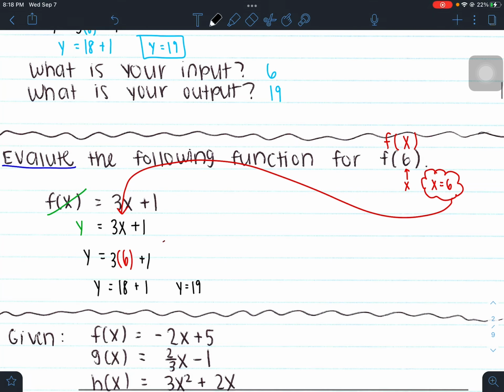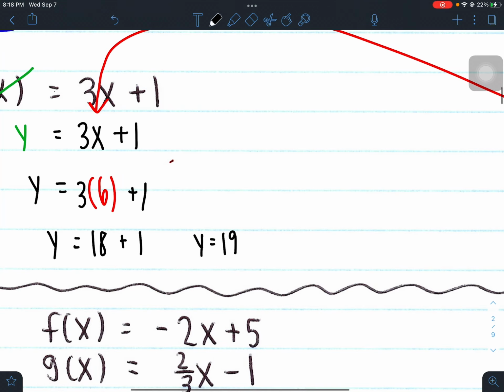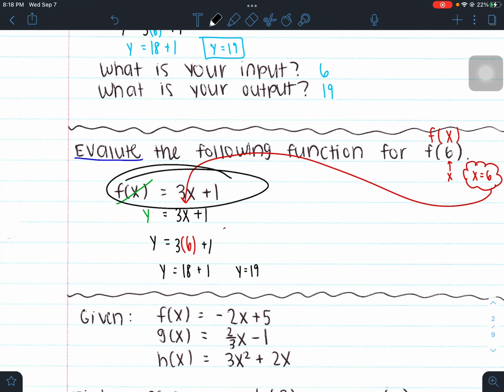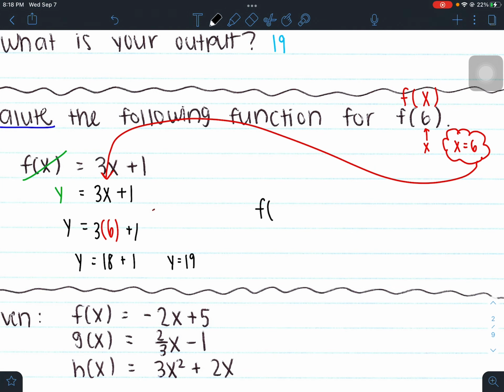Now, our final answer here, I would prefer that you not write y equals 19, because if you think about it, there wasn't a y in your original problem, technically. So the way that I would prefer that you write your answer is f of 6 equals 19. Now, where did I get the f of 6 from? I got the f of 6 from the beginning of this problem.